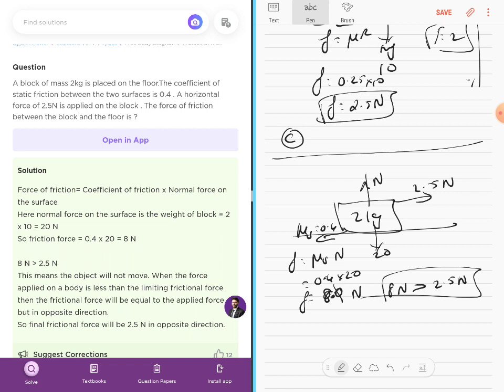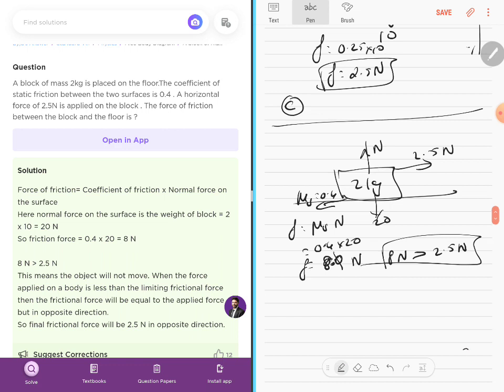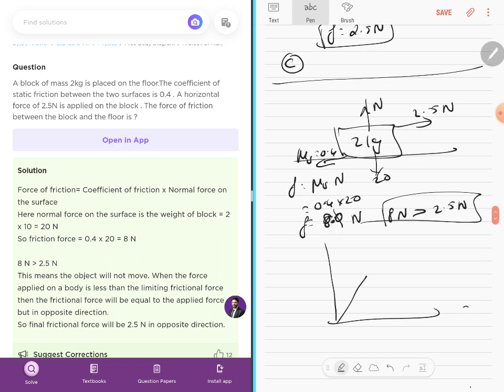Since 8 Newton is greater than 2.5, this means the object will not move. Yes, when the force applied on the block is less than the limiting friction, then the frictional force will be equal to the applied force. Okay, and you know from the diagram, the frictional force increases as the applied force increases. This is the applied force. As the applied force increases, frictional force increases, and then it reaches a maximum and then comes down, and this region is where the static friction is. This is limiting friction, it's Fs maximum, and this is kinetic friction, as you know.